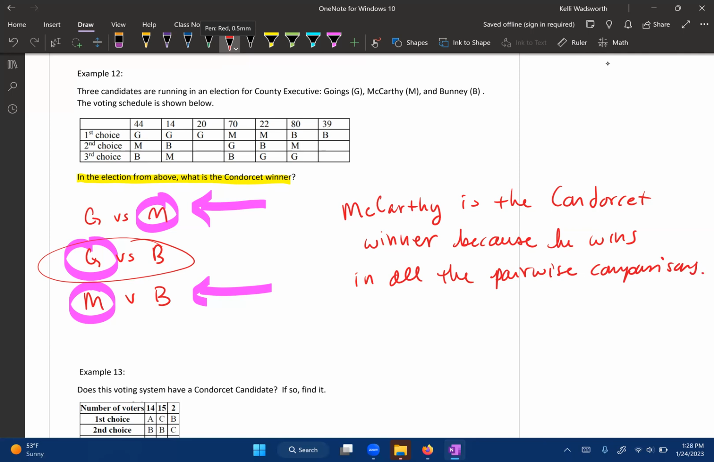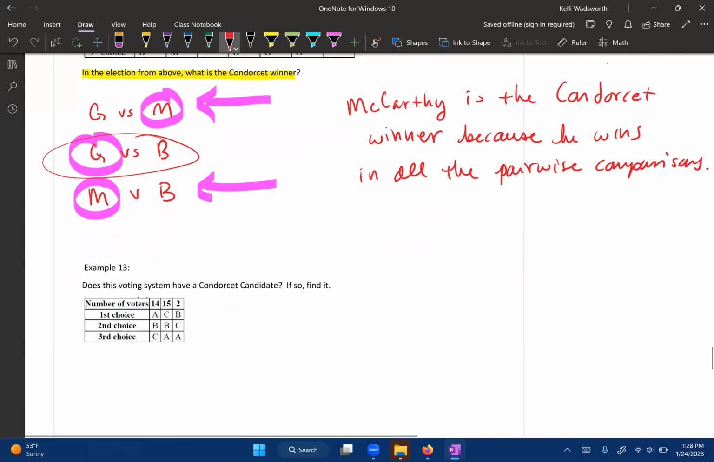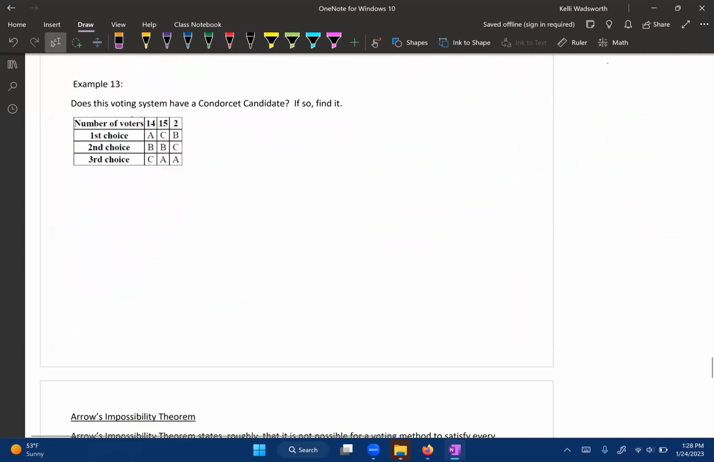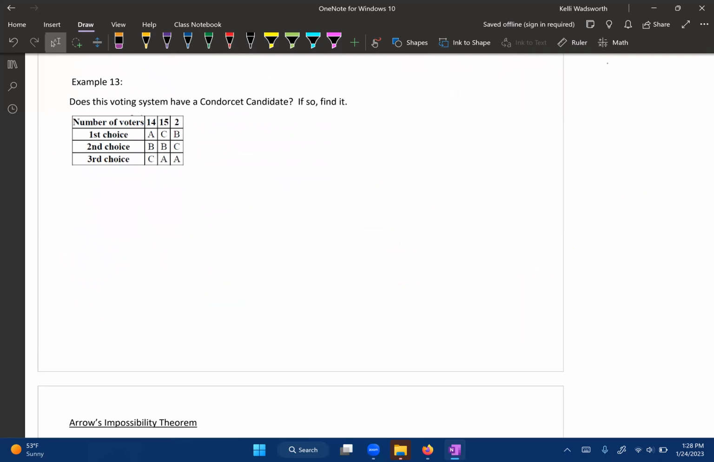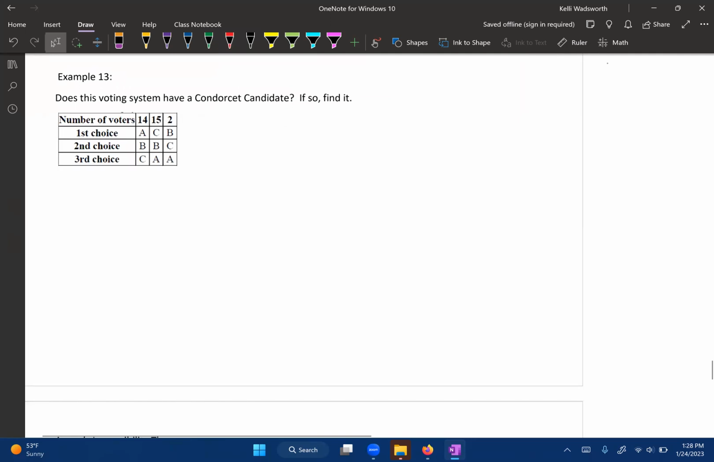All right. Now, of course, this question was a little bit leading. It said, in the election form above, what is the Condorcet winner? If it asks it like that, you kind of assume that there is one because of the way they ask it. Compare that with example 13 here, where it says, does this voting system have a Condorcet candidate? And if so, find it. So here it's possible that maybe there is no Condorcet candidate, right? That would be someone who does win all of their pairwise comparisons. So maybe they don't. So let's see.